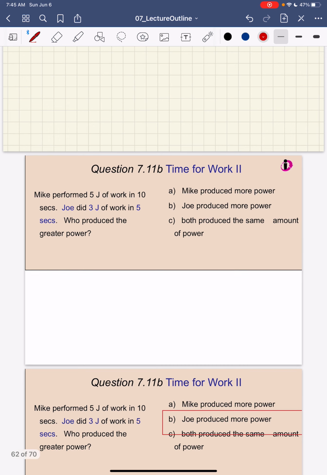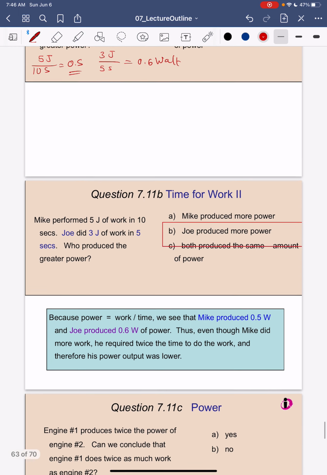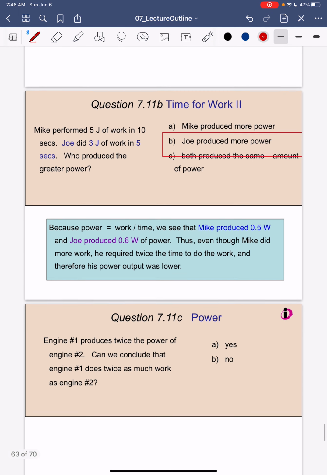Now, Mike performed 5 joules of work in 10 seconds, and Joe did 3 joules of work in 5 seconds. Who produced the greater power? What you need to do is calculate the power in both cases. Mike's is going to be 0.5, and 3 joules over 5 seconds, that one is Joe's, is going to be 0.6. Then Joe produced more power. Yeah, this is a simple calculation.